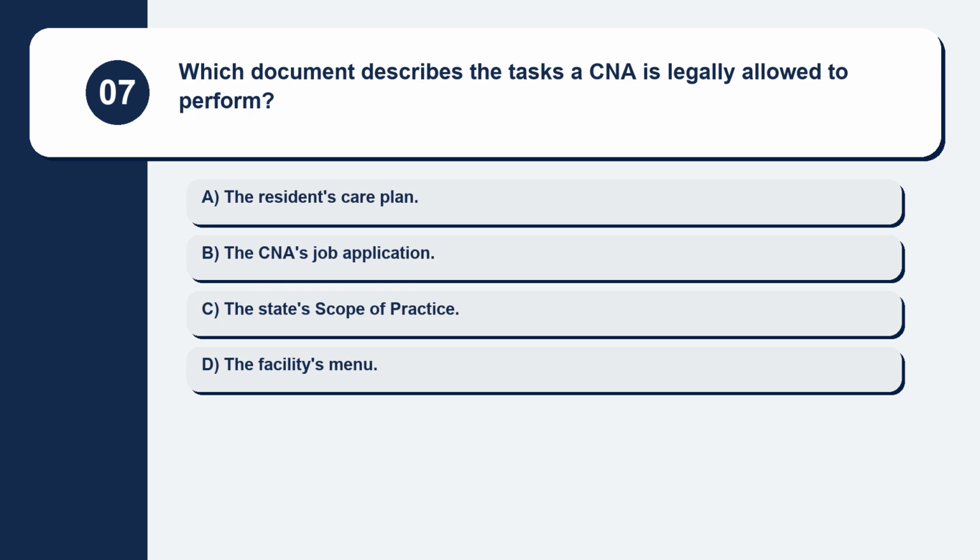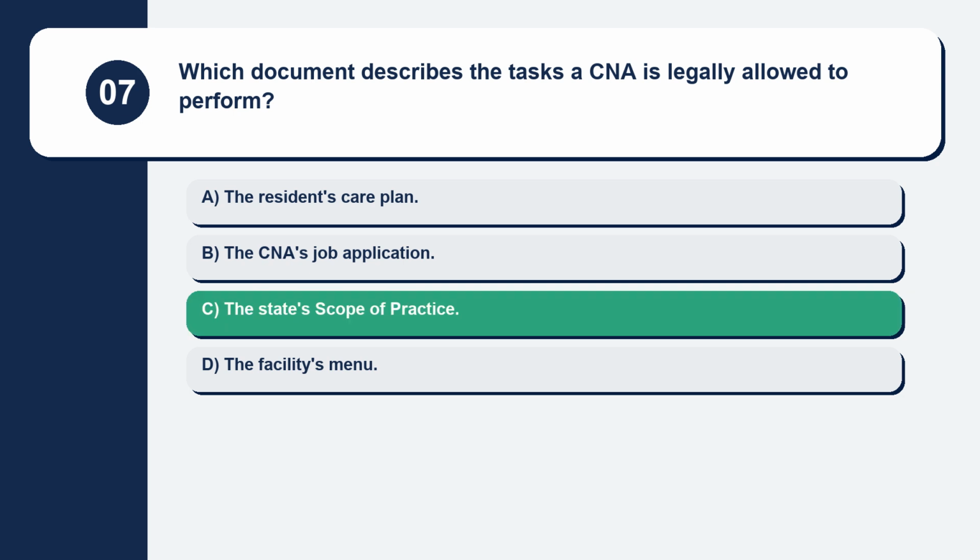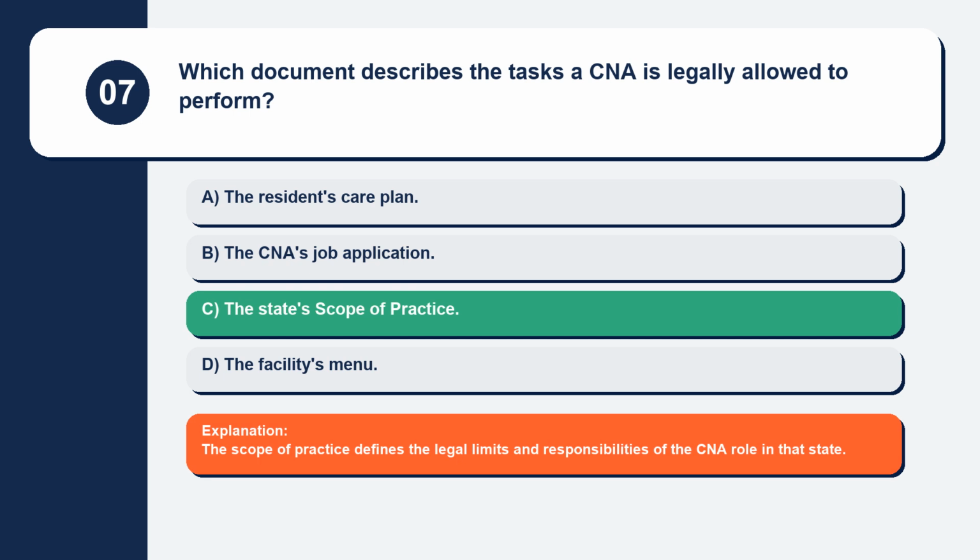Question 7. Which document describes the tasks a CNA is legally allowed to perform? The resident's care plan, the CNA's job application, the state's scope of practice, the facility's menu. The scope of practice defines the legal limits and responsibilities of the CNA role in that state.